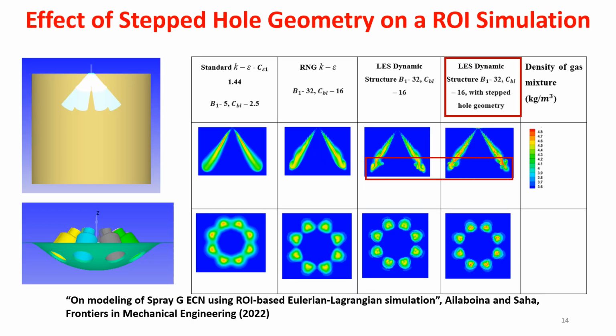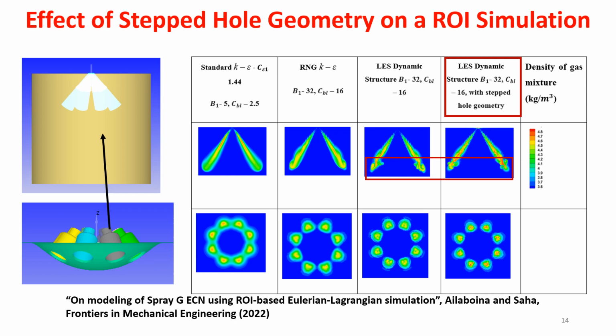This slide shows the effect of stepped hole geometry on an ROI-based spray simulation. In a typical ROI-based spray simulation, there is no hole geometry involved, and the spray injection is modeled as a point injection. However, it would be interesting to see how the spray characteristics would change if this point injection were initiated at the exit of the smaller hole, where the spray parcels would have to pass through the counterbore region before entering into the combustion chamber.